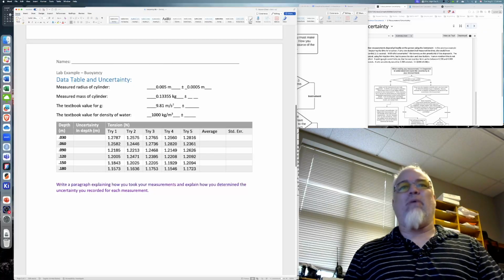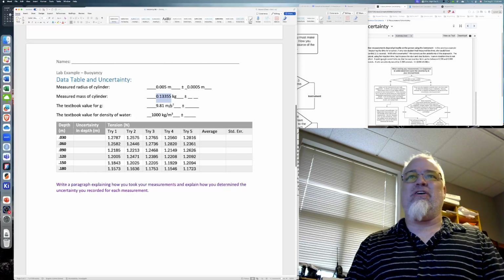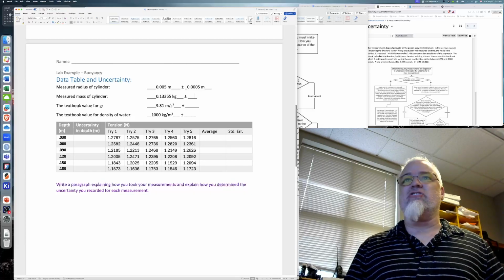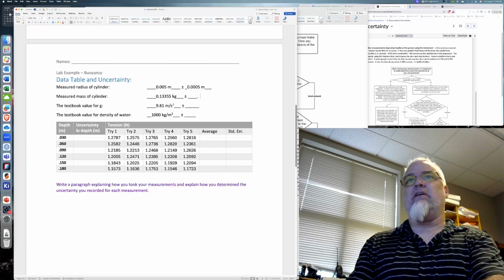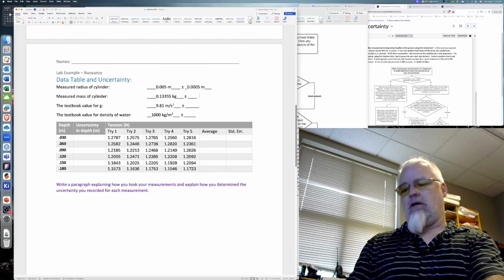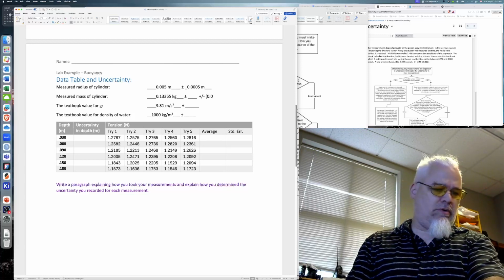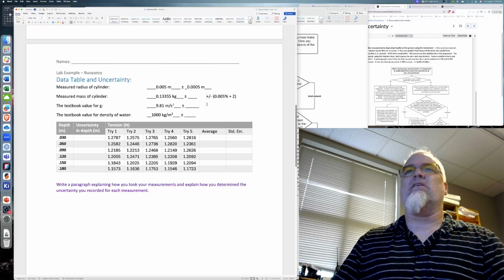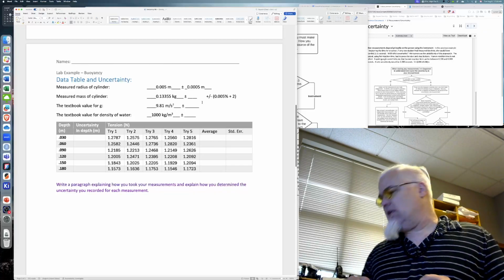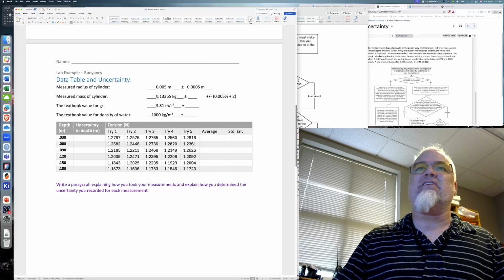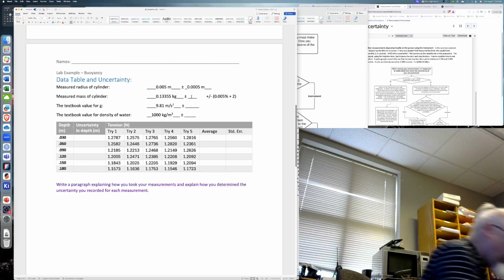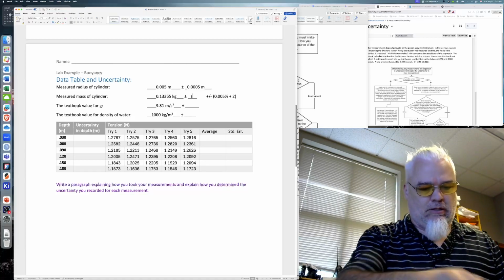Let's say that when we went to the digital scale, we got this answer from the digital scale. So what's the uncertainty? Well, our digital scale, the uncertainty formula is plus or minus 0.005% plus 2. So how do I do that? I'm going to take 0.005% of this number. And that's just the number I wrote down from the digital scale.